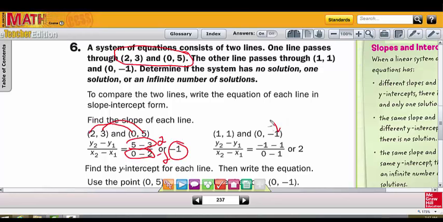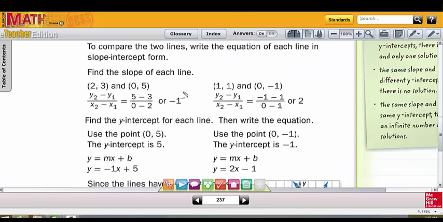The next thing we're going to do is negative 1 minus 1 over 0 minus 1. Negative 1 minus 1 is negative 2 over 0 minus 1 is negative 1. A negative over a negative becomes a positive, so our slope there is positive 2. And then find the y-intercept for each line. So we have a slope of negative 1 and a slope of 2.